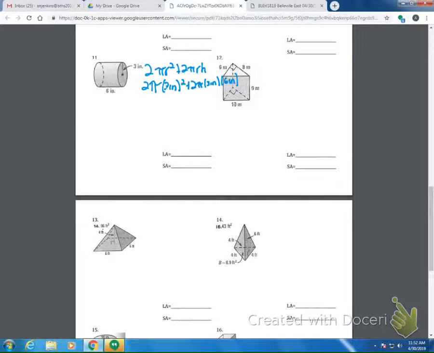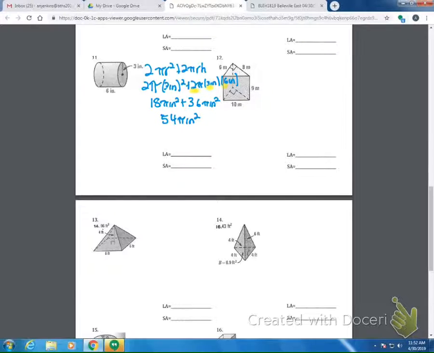Okay, so what is 3 squared? That's 9 times 2, which is 18. 18 pi inches squared plus, and I do this one in segments, what is 2 times 3? 6. What's 6 times 6? 36. 36 pi inches squared. Okay, we're going to add 18 and 36. What do you get when you add 18 plus 36? 54.